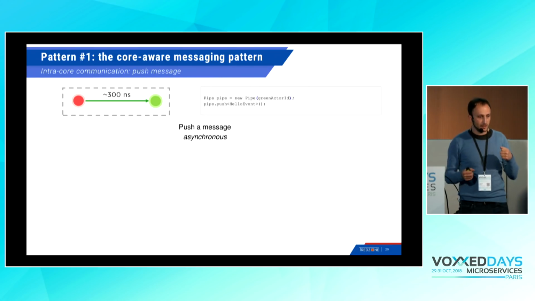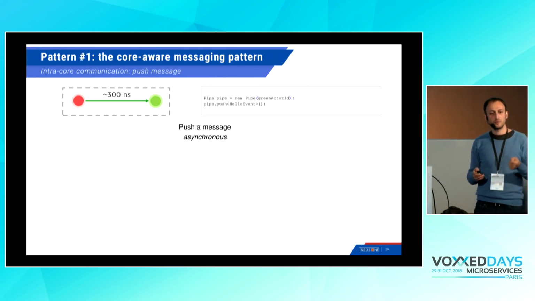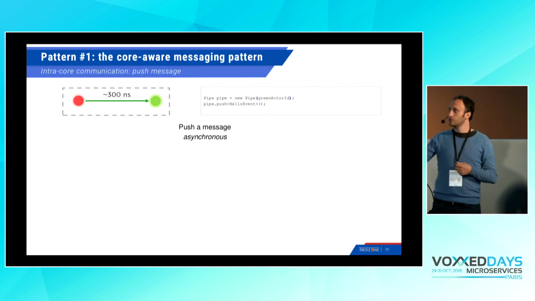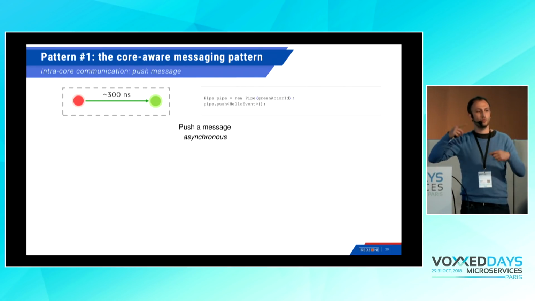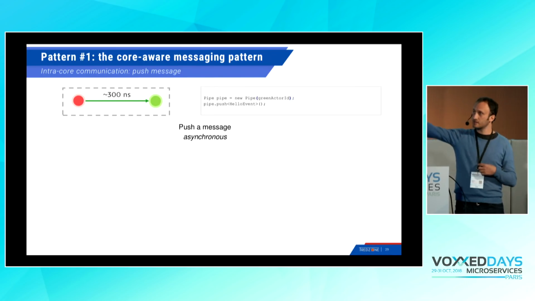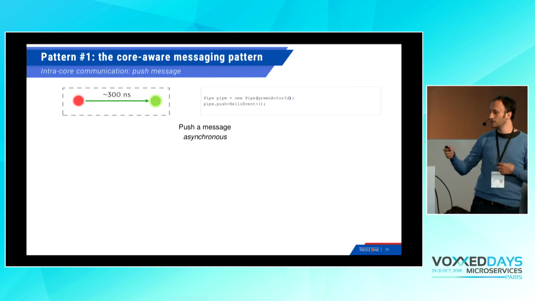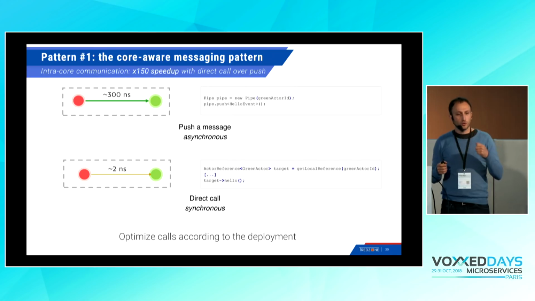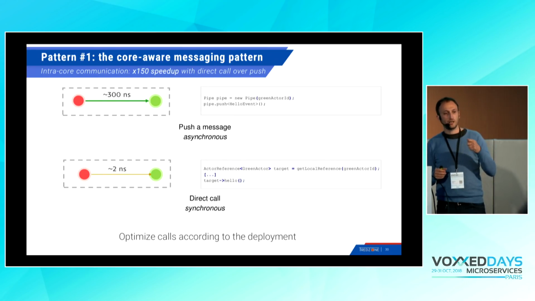But if they are on the same core, you still can do some optimizations. You can still push a message, and so you will use an event loop. That will take about 300 nanoseconds. However, you can also do a direct call.